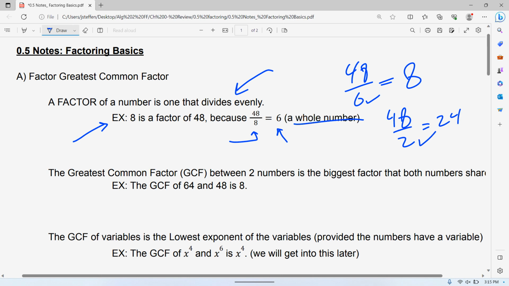The greatest common factor between two numbers is the biggest factor that they both share. So if you look at all the factors of 64 and all the factors of 48, the biggest one that they both have is 8. It's not 2. 2 is a factor of both of them, but it's got to be the biggest one, and that's one of the things we're going to be looking for today.